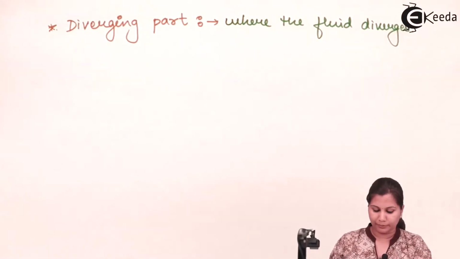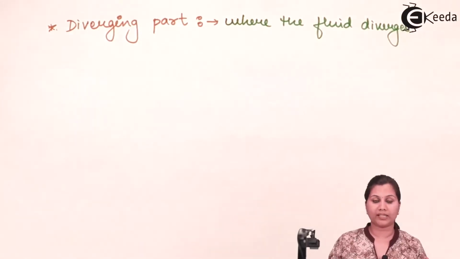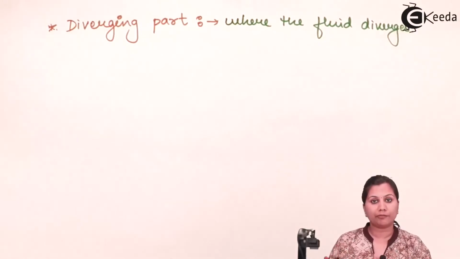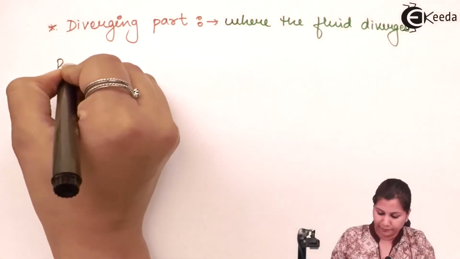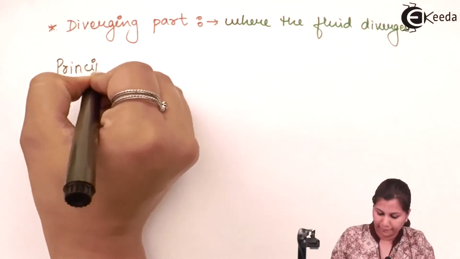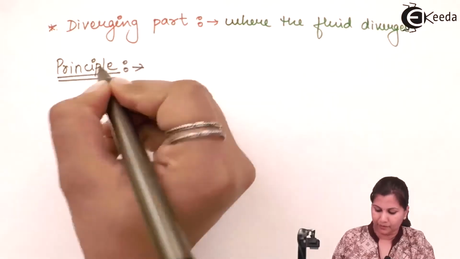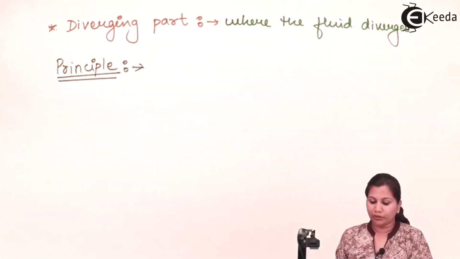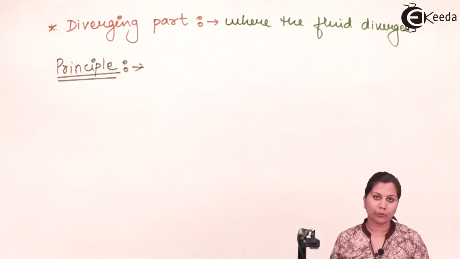Now comes the principle of Venturi tubes. We have seen that its working depends upon creating the pressure difference. So how does it measure the flow rate by measuring the pressure difference? Let's see. Now the working of the Venturi tube is based on Bernoulli's equation.